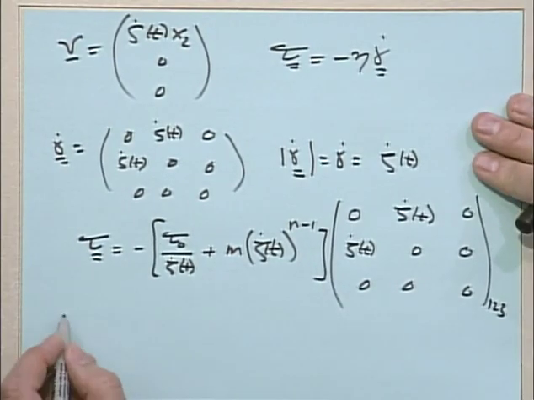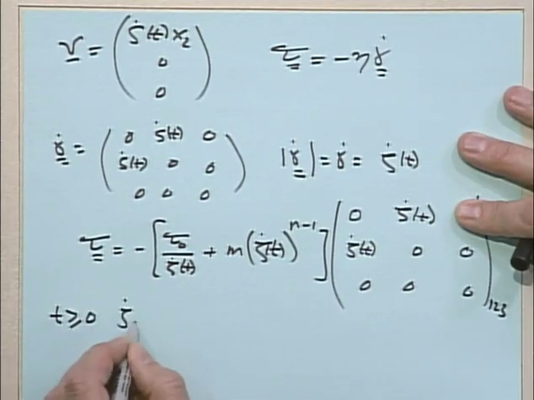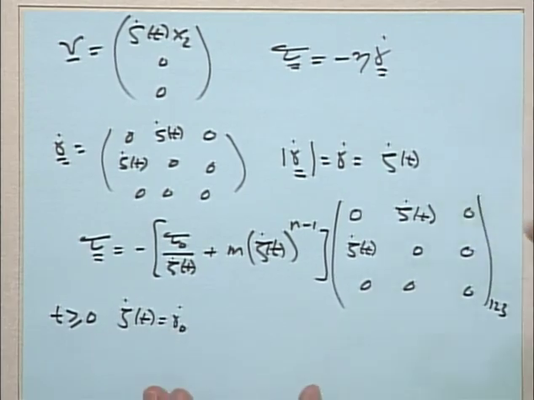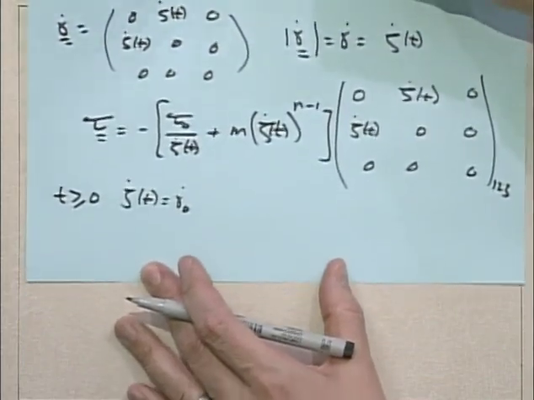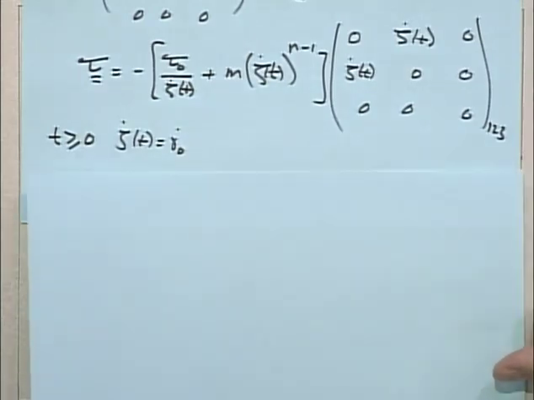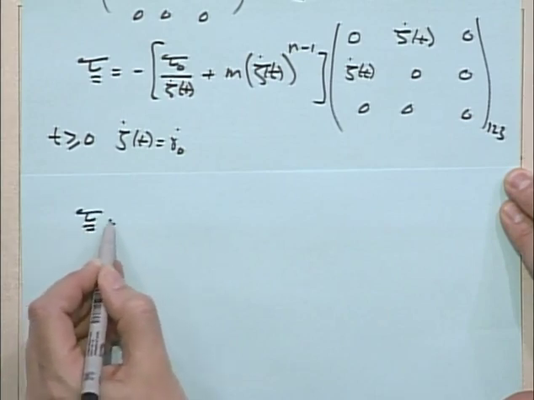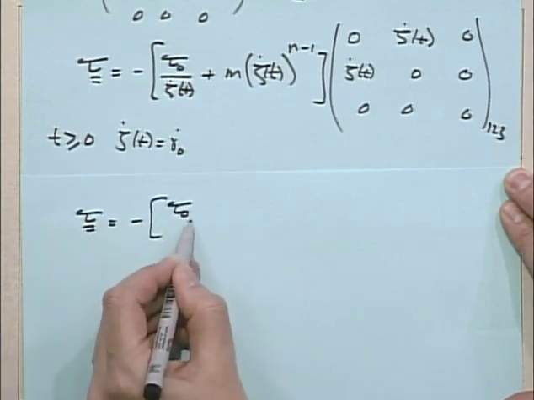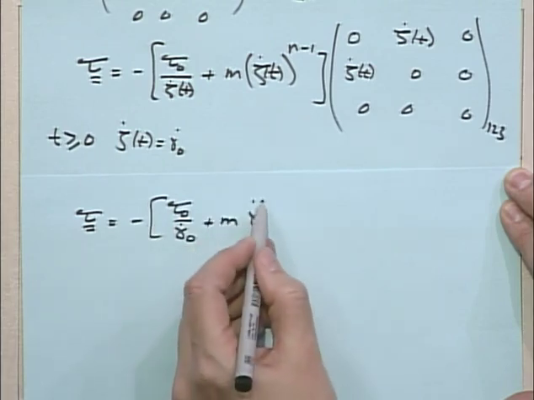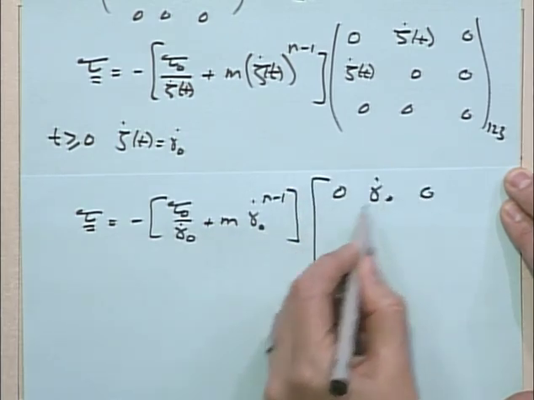So we're only going to concern ourselves with t greater than 0, at which time sigma dot of t is equal to gamma dot naught, a constant. So now we plug in that gamma dot naught constant to see what this startup function becomes. And we get the stress tensor equals minus tau naught over gamma dot naught plus m gamma dot naught to the n minus 1 times 0, gamma dot naught, 0, gamma dot naught, 0.